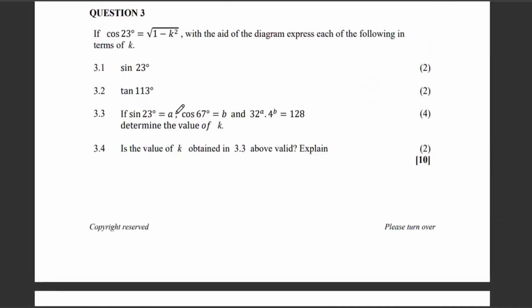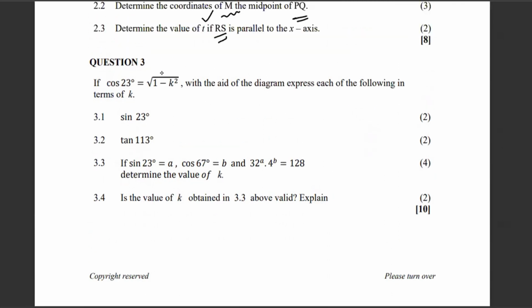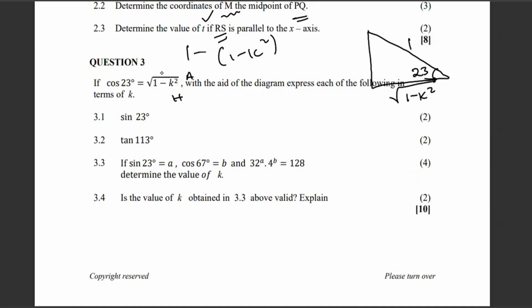Question number 3, if cos 23 is this, with the aid of a diagram, express the following in terms of k. So if we have this as our diagram, we don't care about the quadrant. So that is 23. We know that cos is adjacent over the hypotenuse. So this is 1 minus k squared. This is a 1. So if you do your Pythagoras, it will be 1 minus this entire thing, which is 1 minus k squared. Does that make sense? Meaning that we shall have a k squared, then under square root, we shall have just a k. So the sine of 23 is going to be the opposite over hypotenuse, which is just k.